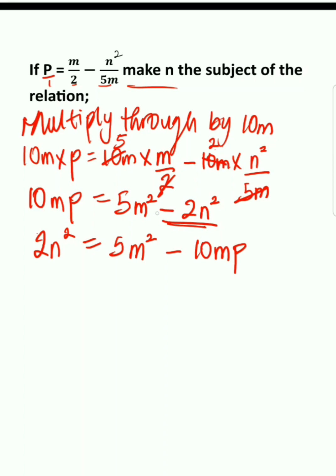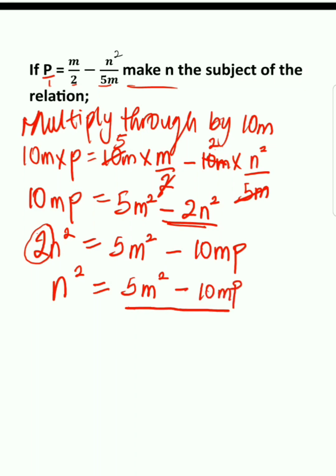And so we want to make n the subject. But what we have here is n squared, and the coefficient is 2. So first of all, let's deal with this 2. In order to take out this 2, you divide both sides by the coefficient. And so you have n squared equals 5m squared minus 10mp, all divided by 2.